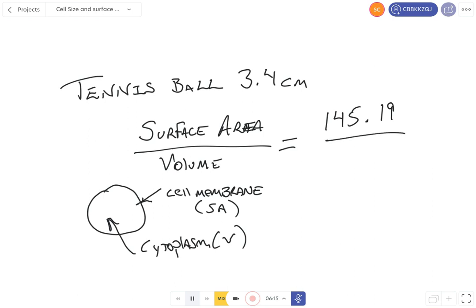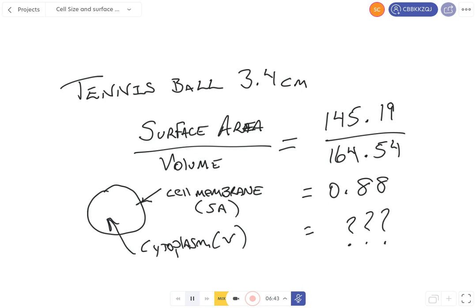So in our tennis ball example, we have 145.19. We're going to divide that by the volume, which is 164.54. And we come up with an answer of 0.88. And that is after we divided surface area by volume.